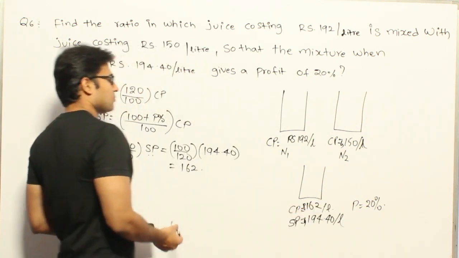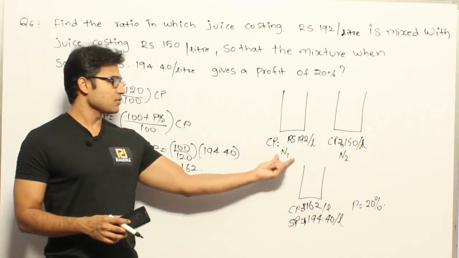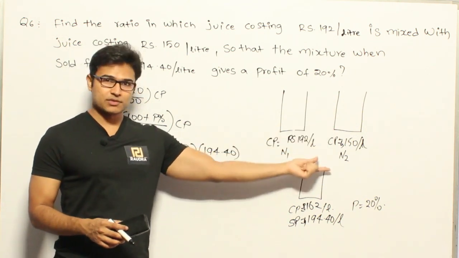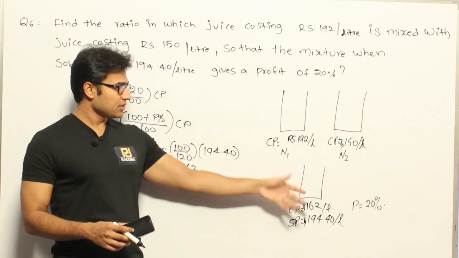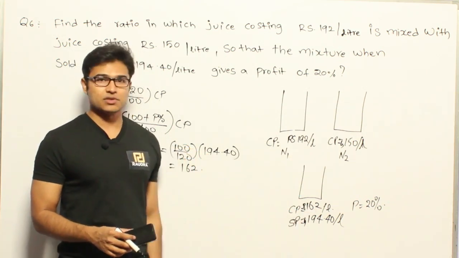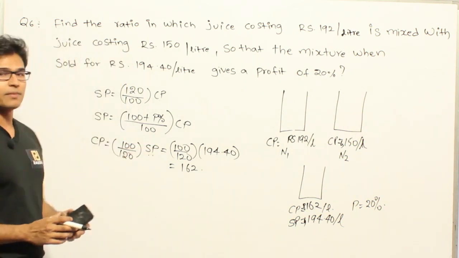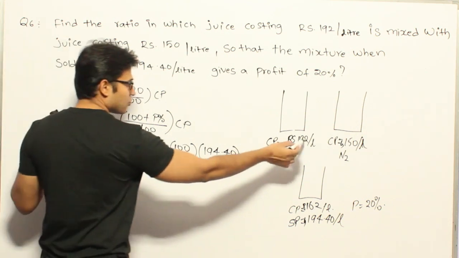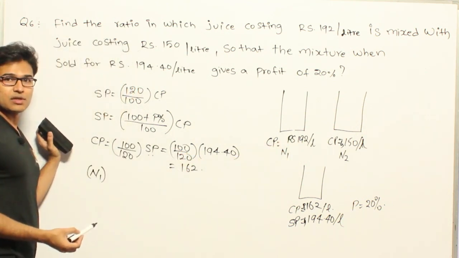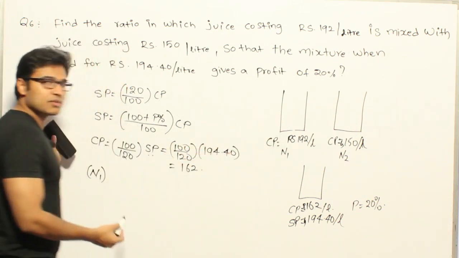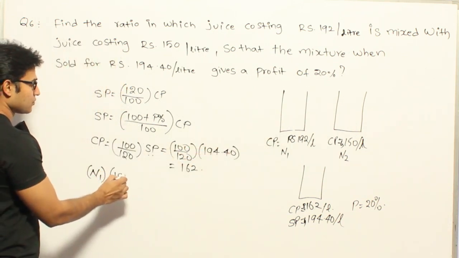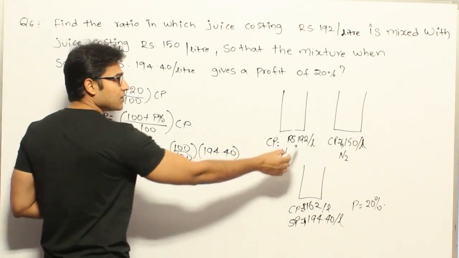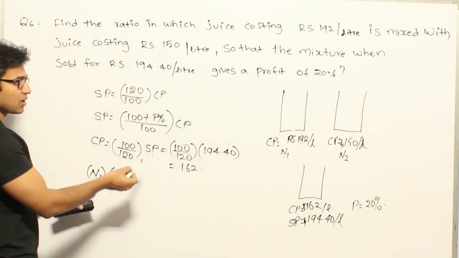Okay, so now see, we are assuming that N1 liters of this juice is mixed with N2 liters of this juice, and now we are getting some cost. The average cost is going to be 162, right? So how to write it in the alligation formula? See this, when N1 liters of juice costing 192 rupees per liter is taken, then what is the cost from this part? The cost from this part is N1 into 192, isn't it? Because we are assuming that we are taking N1 liters, and if the cost is 192 per liter, then this is the cost from that juice.